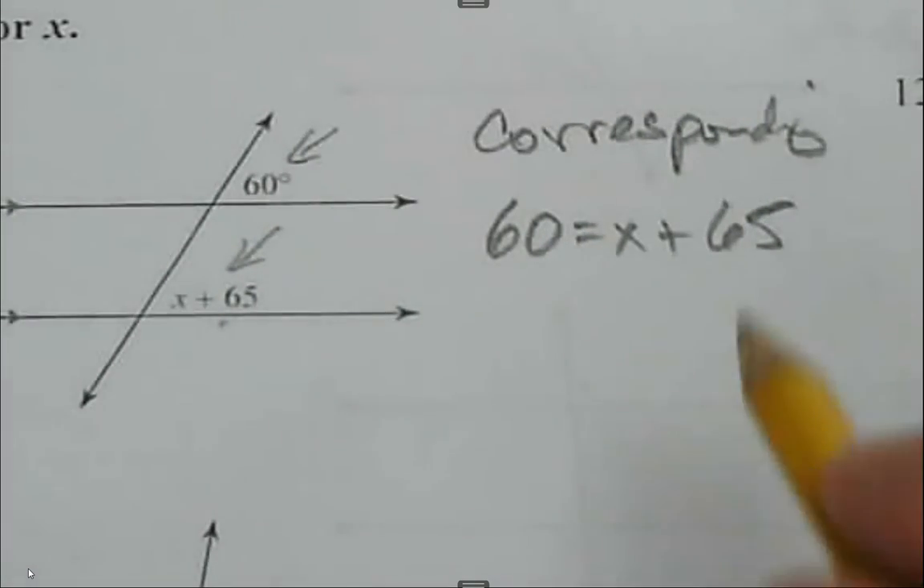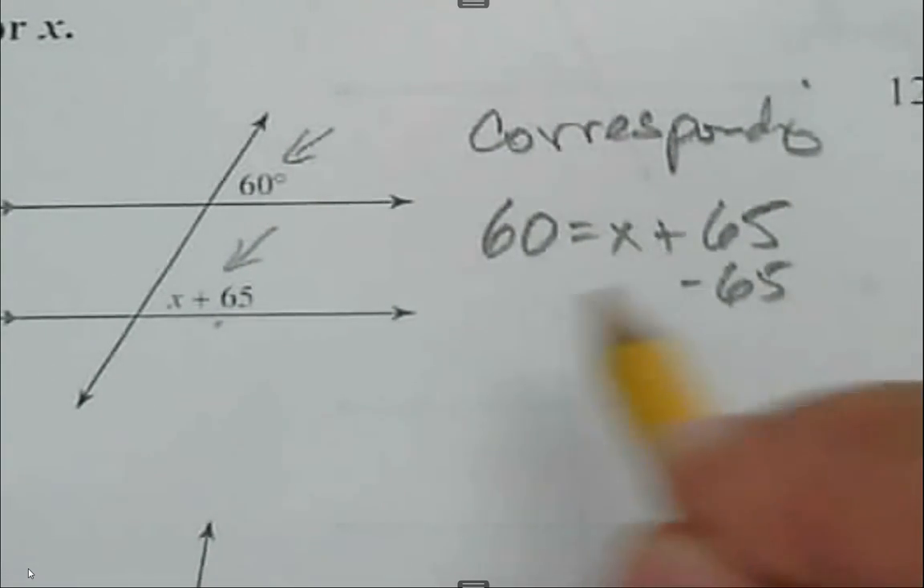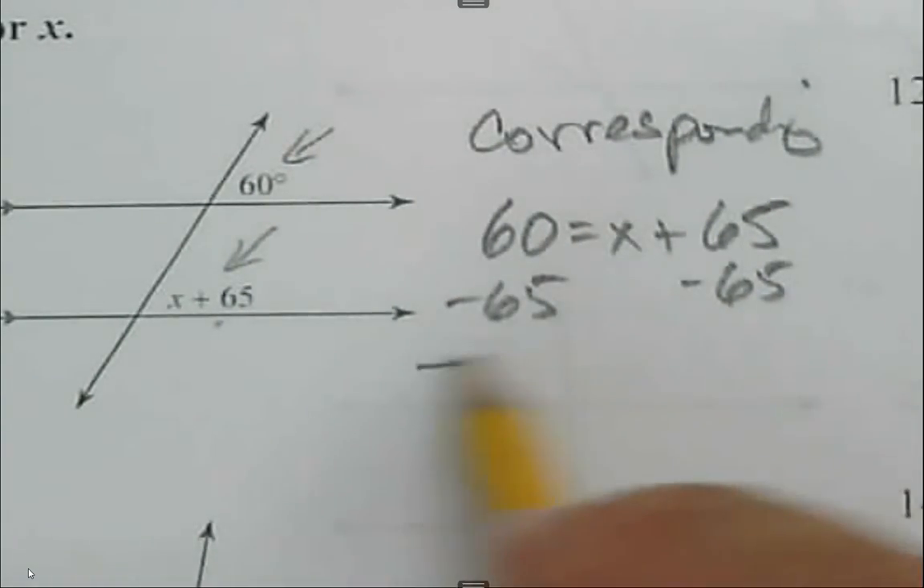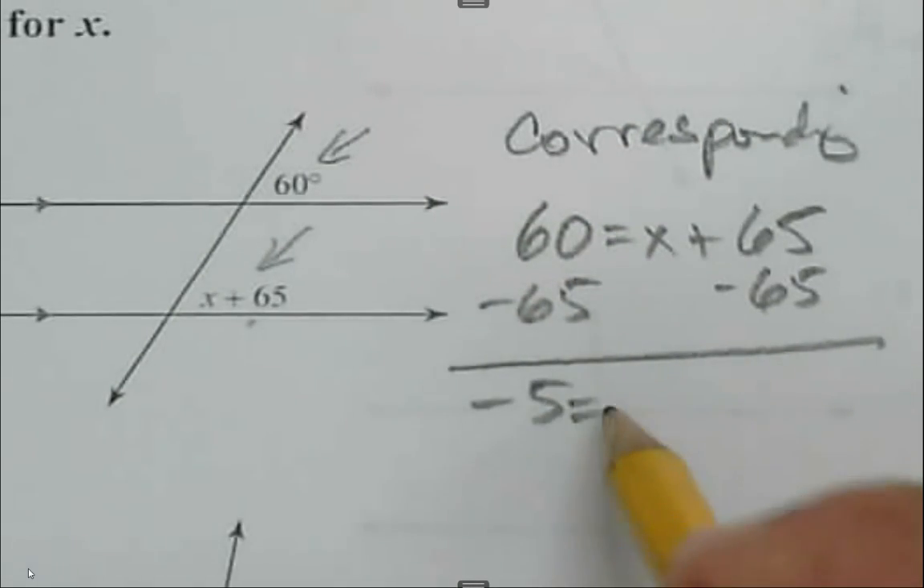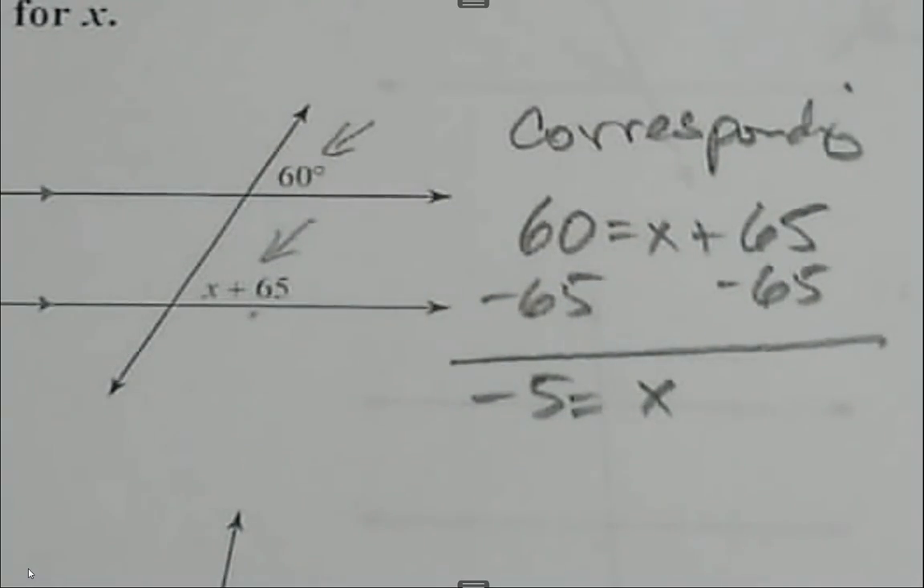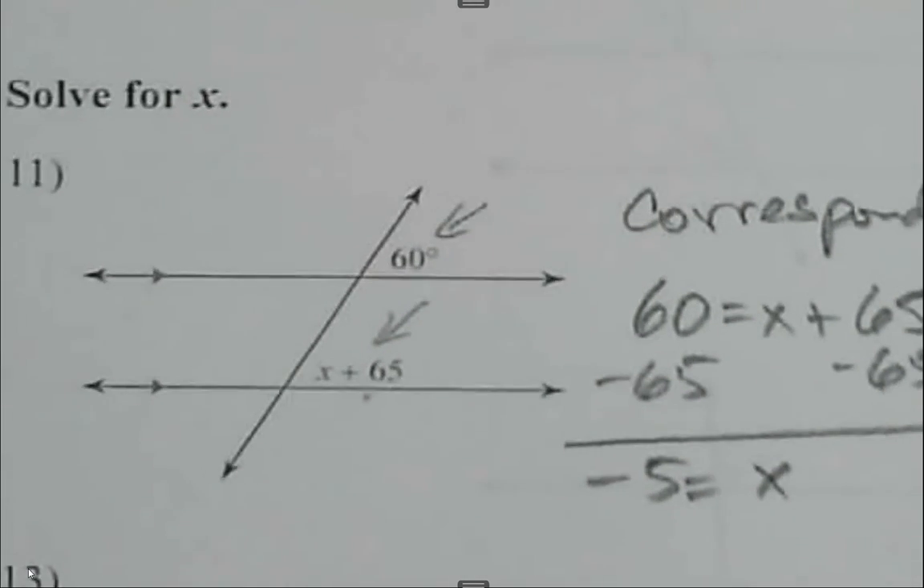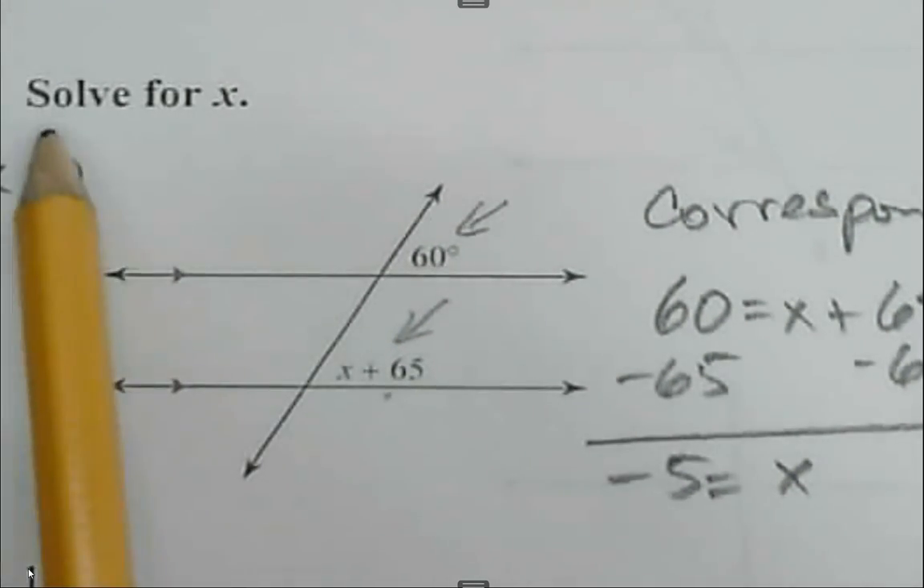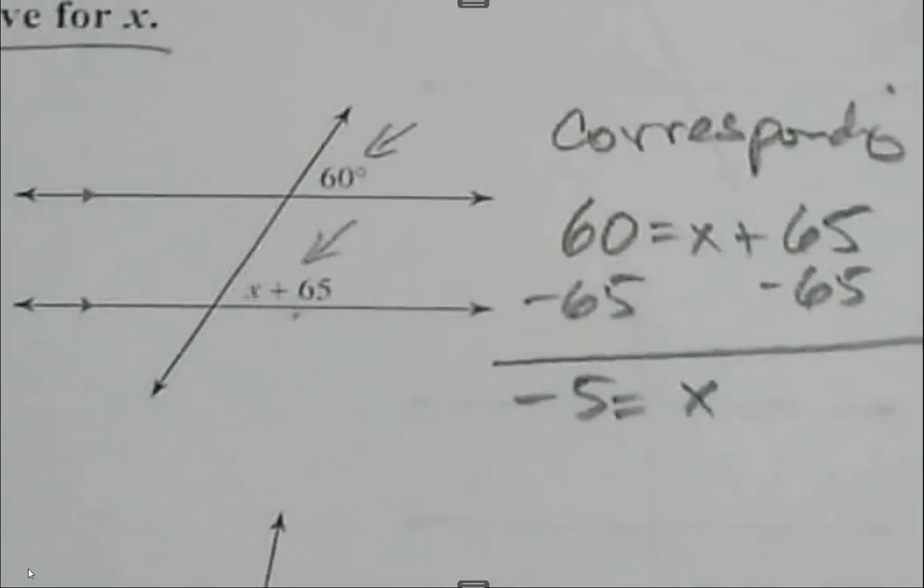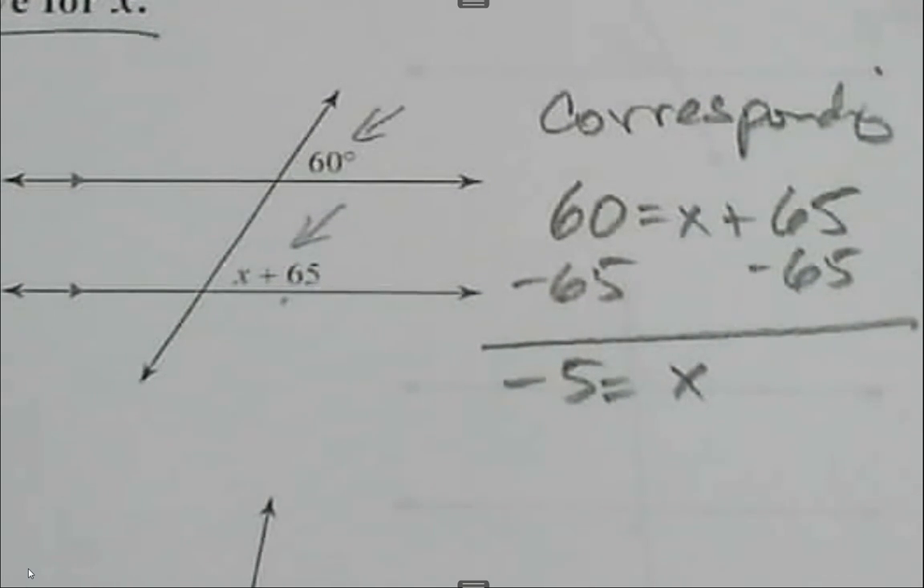And to solve that, I'm going to subtract 65 from both sides, which is going to give me -5. X equals -5. And you notice in my instructions, all I'm told to do is just solve for x. So that's your answer. X equals -5.